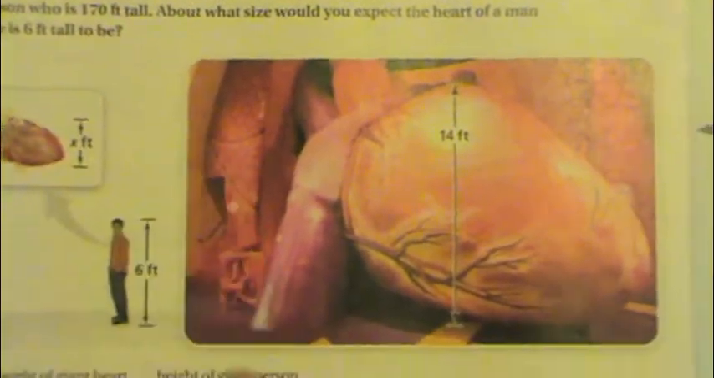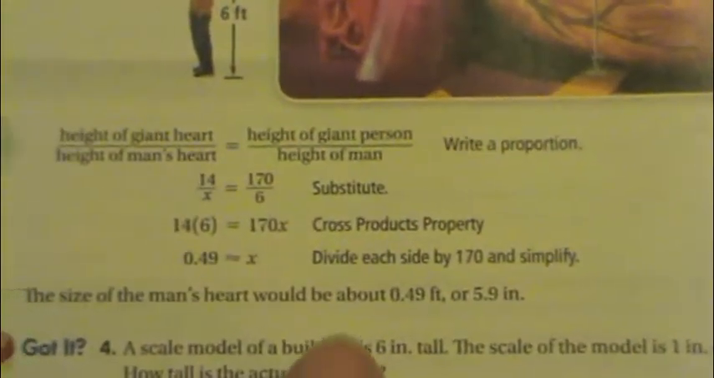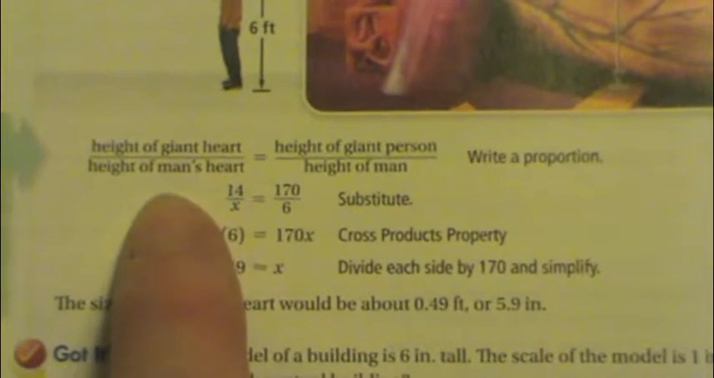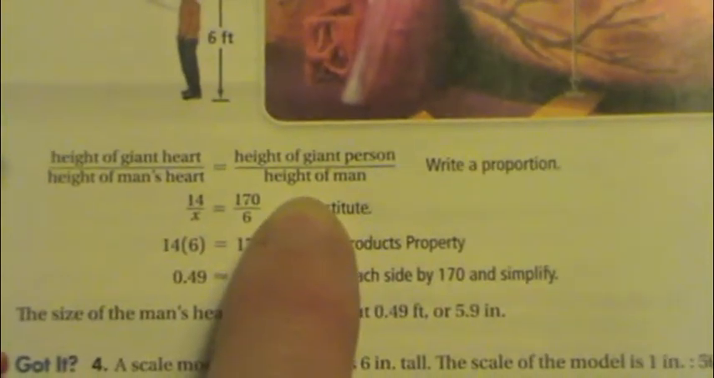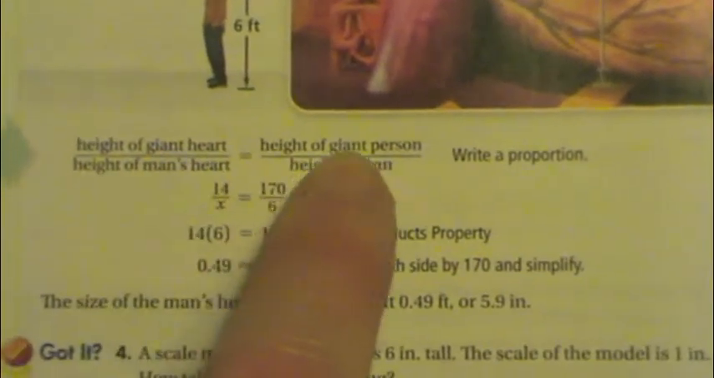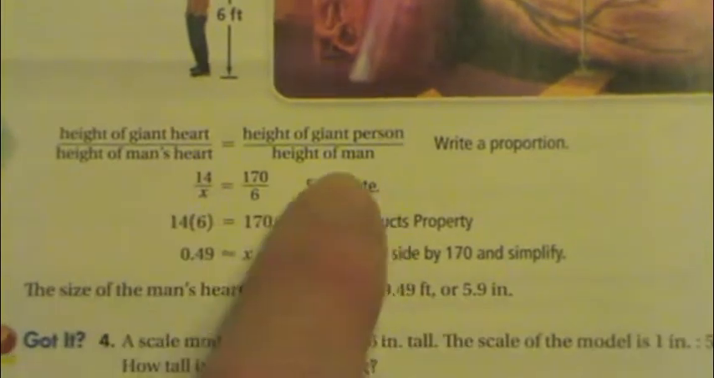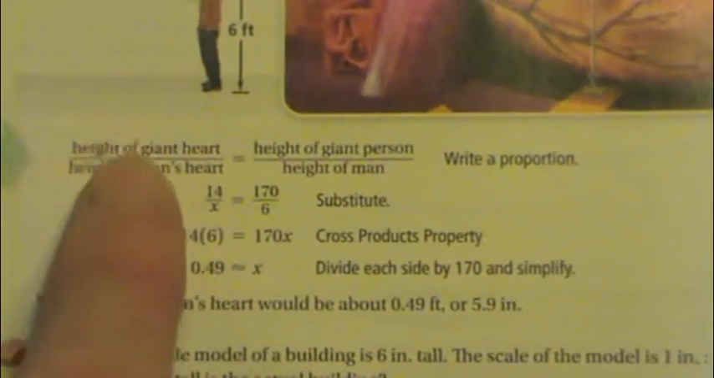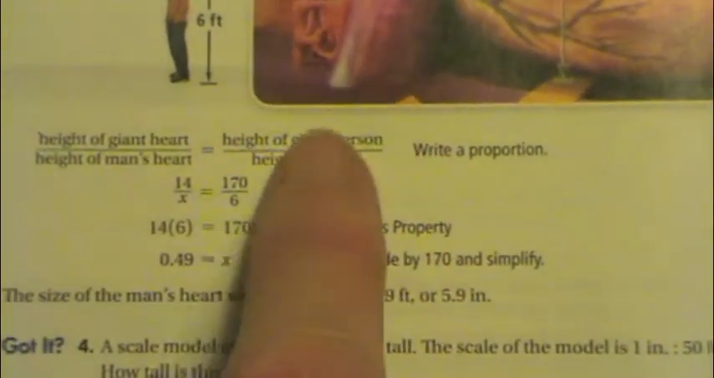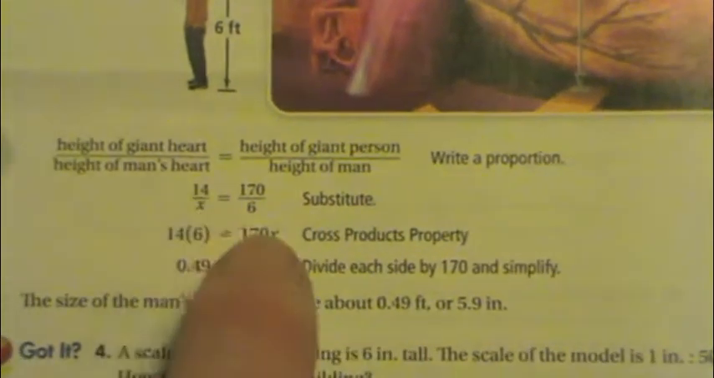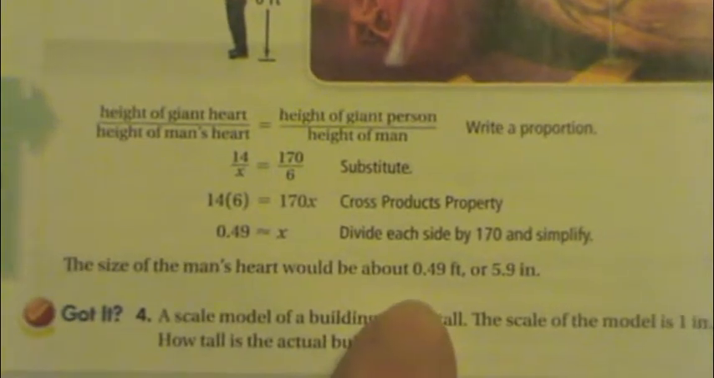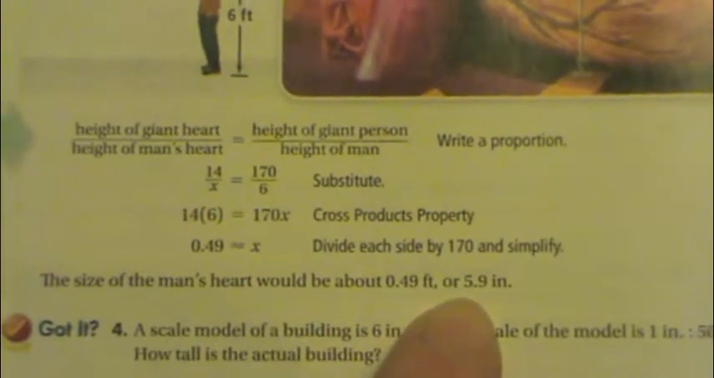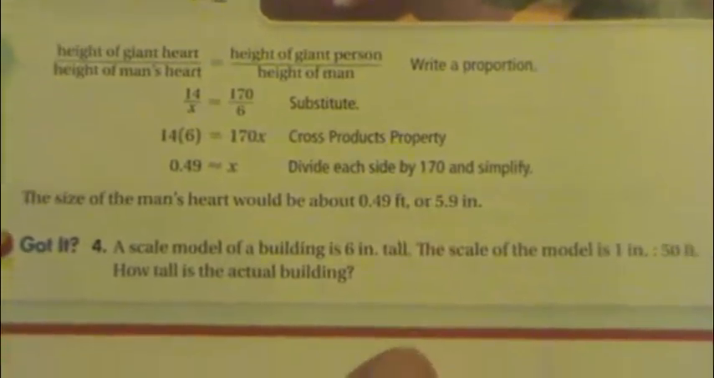So by now you know the drill. Set up your proportion. The height of the giant heart over the height of the man's heart equals the height of the giant person over the height of the man. So the top is the giant numbers. The bottom is the actual man's numbers. This fraction is all the heart stuff. This fraction is all the person stuff. Put in the numbers you know, cross multiply, solve from there. So the size of the man's heart would be about 5.9 inches.